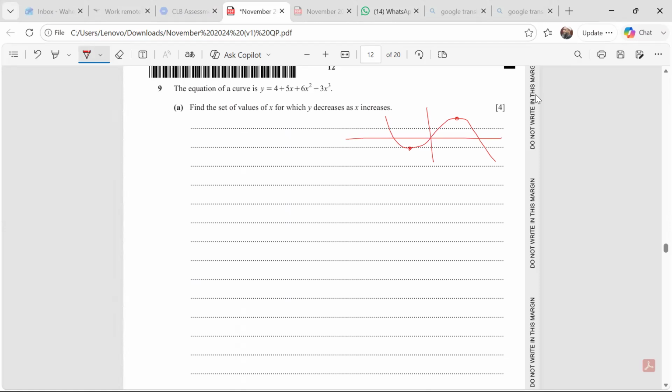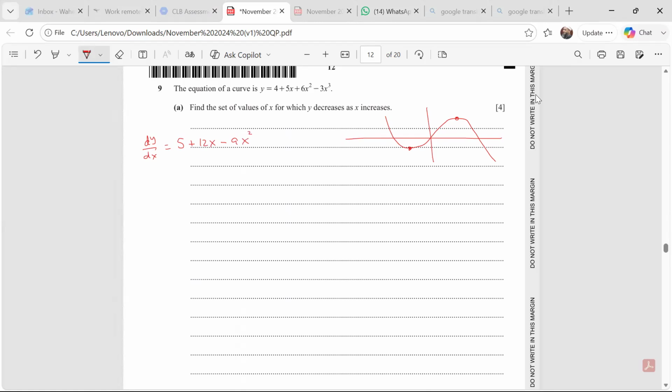Of course, when x is increasing and y is decreasing, in this range the derivative is negative. The slope is negative. So all we have to do is differentiate this expression and find the values of x for which the derivative is negative. I hope it's clear. So let's find the derivative: dy/dx equals 0 plus 5 plus 12x minus 9x squared.